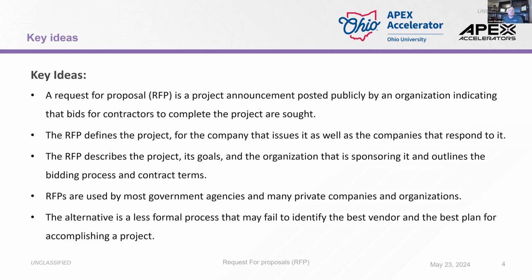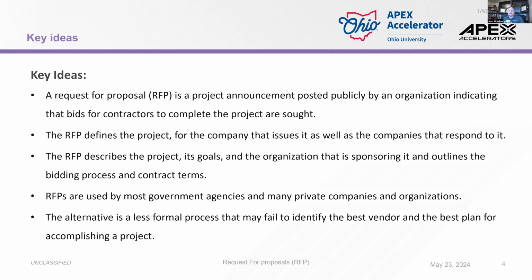Here's some key ideas I want you to know about a proposal. Like I just said, it is a project announcement that's posted publicly, but there is one that can be posted privately. We'll get to that in a little bit. What it does is it tells you that they're looking for a bid by a contractor and they set the parameters for it. The RFP will define the project and tell you who issued the project. And if it's a government agency, they're required to let you know who else is interested in bidding on the project. They'll have like a bid list because it can't be held privately if public dollars are spent on it.